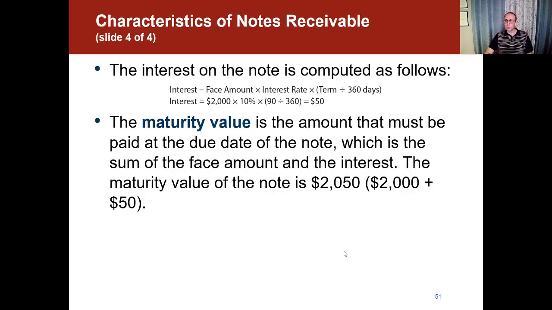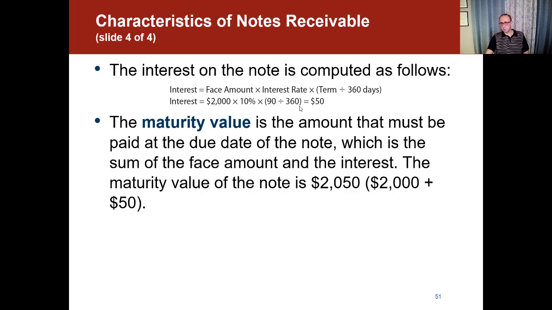So the interest on the note is computed as follows, and as I mentioned before, interest is equal to face amount multiplied by interest rate multiplied by the term. So the face amount is the $2,000, the interest rate is the 10%, the term of the note is 90 days over 360. So make sure that you always consider the term of the note, because the interest rate is always an annual interest rate, so we need to adjust it based on its term. And in this case, it turned out to be 50.